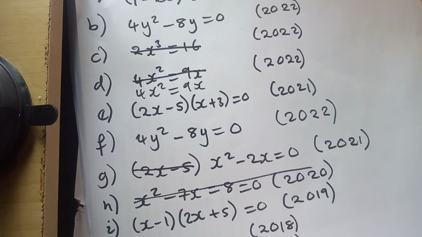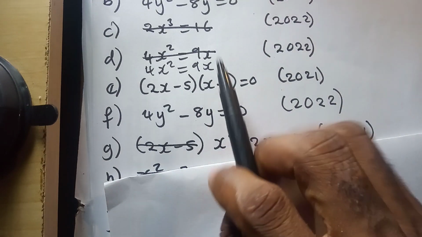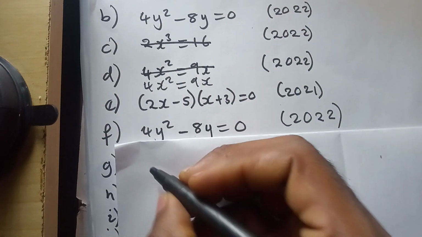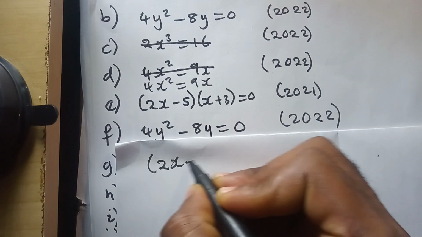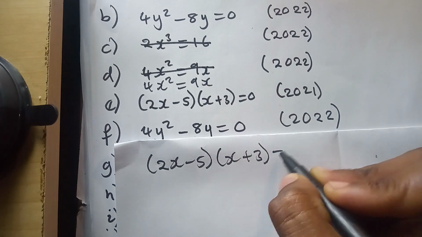And then this one has already been simplified. So let's try it. We have 2x minus 5 and then x plus 3.